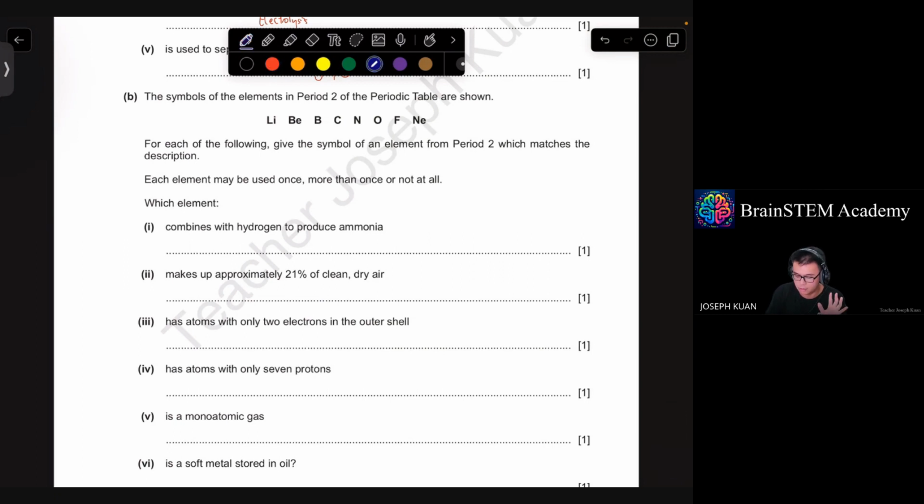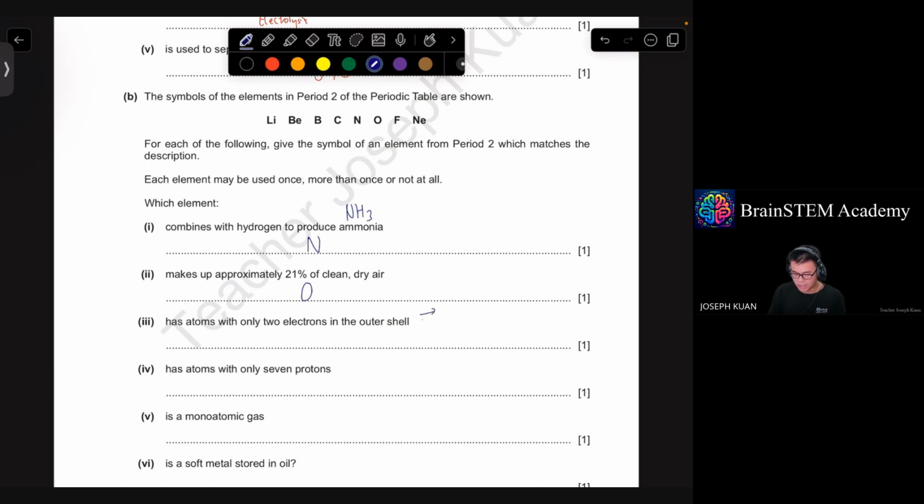As we know that the formula for ammonia is NH3, so the element that combines with hydrogen to produce ammonia is actually just nitrogen. Next, makes up approximately 21% of clean dry air. There will actually just be oxygen gas. 3, has atoms with only 2 electrons in the outer shell.